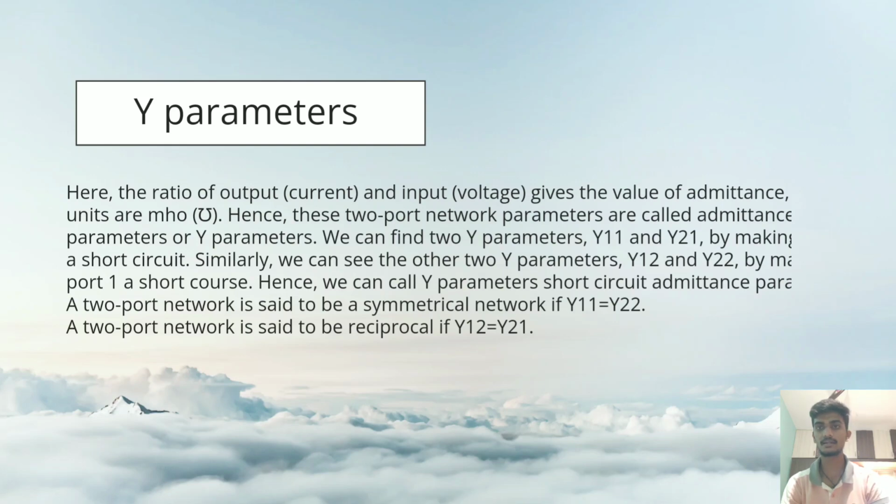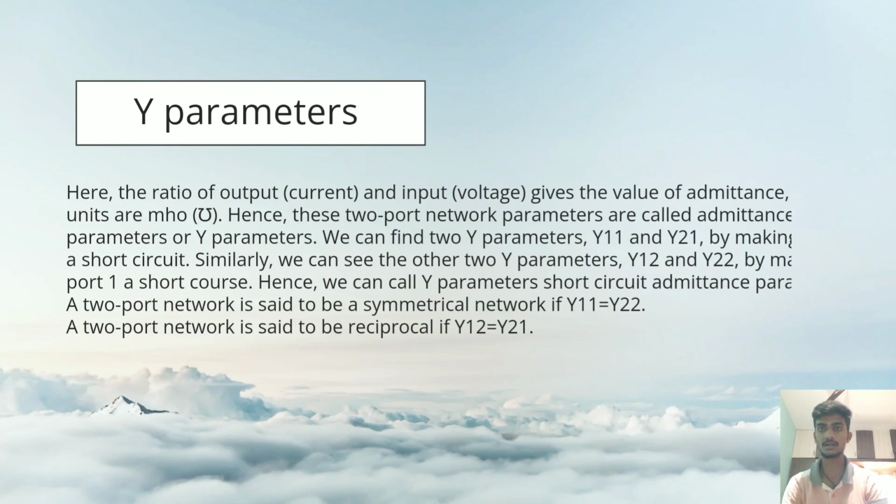Hence these two-port networks are also known as admittance parameters or Y parameters. We can find two Y parameters, Y11 and Y21, by making port 2 short circuit. Similarly, we can find the other Y parameters, Y12 and Y22, by making port 1 short circuit. Here we can call Y parameters short circuit admittance parameters.